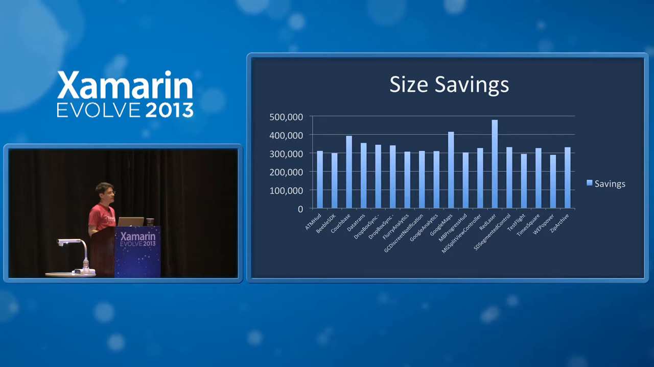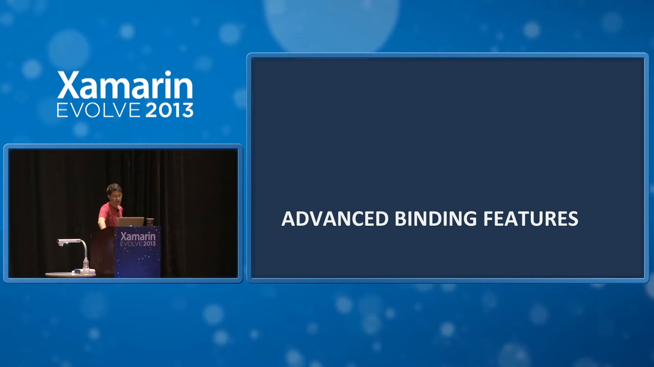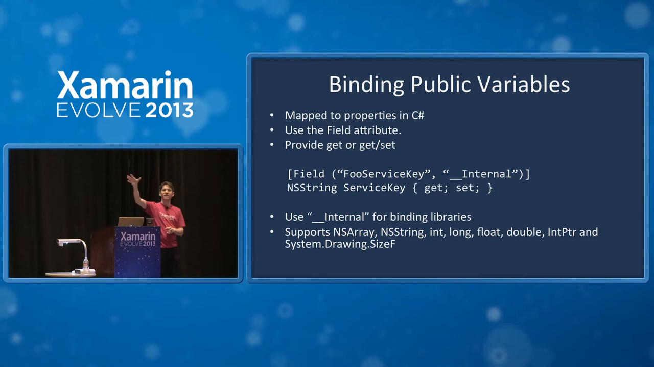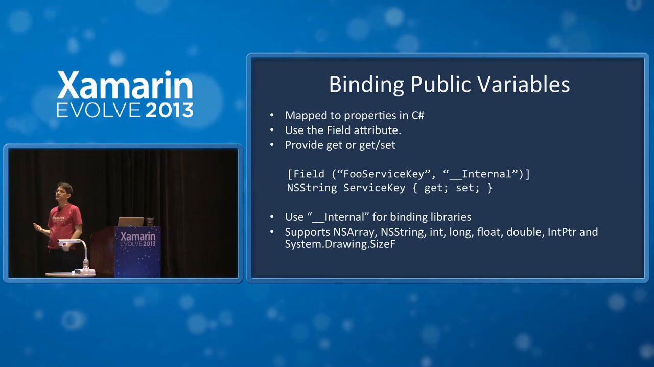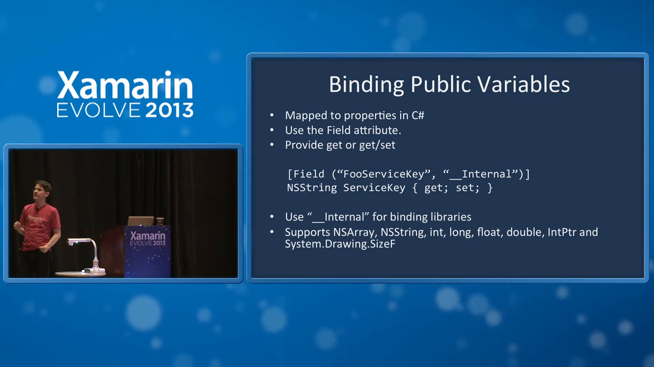OK, let's talk a little bit about advanced features of bindings. So we already covered the basics of doing classes and protocols. Now, there's a couple of other things that you'll find. Every once in a while, Objective-C APIs declare global variables, and they're used as tokens. Remember I mentioned that NSString token, that they're used as magic values? When you find those things, the way that you bind it is by introducing this attribute called Field. And the Field attribute takes the name of the Objective-C variable, right? You need to use a special underscore underscore Internal second parameter. And then you just create a getter and setter.